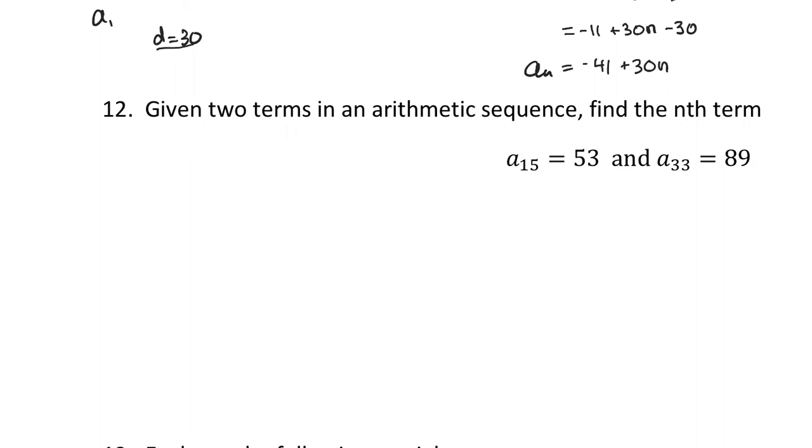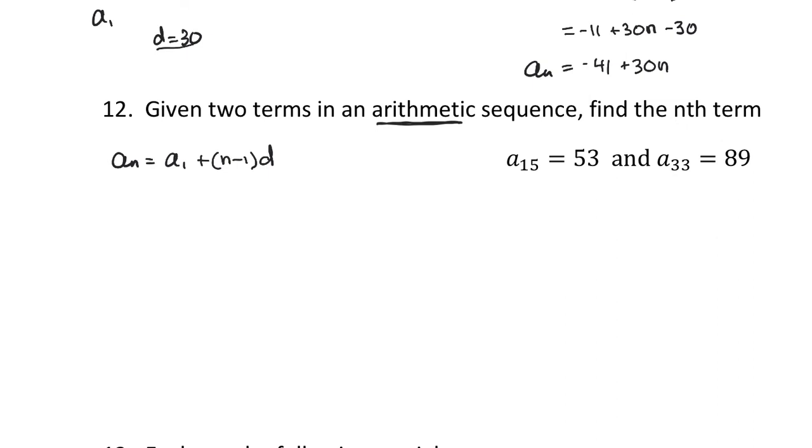Now, number 12, it is clearly stated that this is an arithmetic sequence. So we need to find the nth term. Again, you could use the nth term formula for an arithmetic sequence, first term plus n minus 1 multiplied by d. Now, we don't know what the common difference is, but again, relating an arithmetic sequence to a linear function. Linear functions have a slope. Slope is a constant rate of change, or the difference in y values divided by the difference in x values.